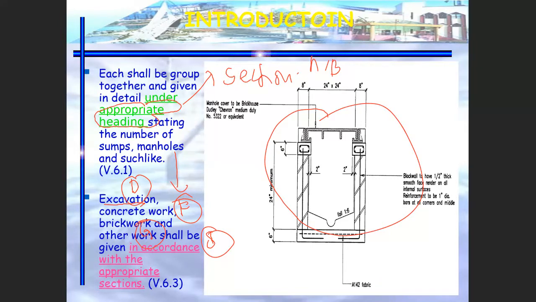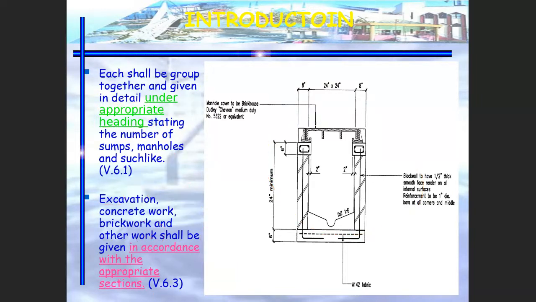Okay, under appropriate section. This one also have been stated under V.6.3. There are a few exceptions of the item that you have to measure only based on section V.6, but the rest, other than what has been stated under V.6, you have to refer to appropriate heading. Okay, you can see the example here. Let's say I zoom in this detail.